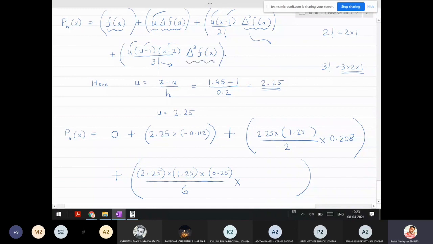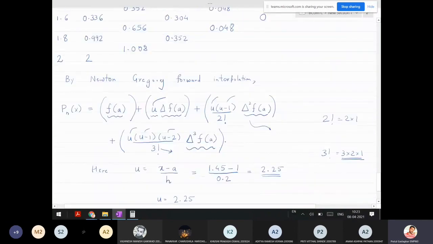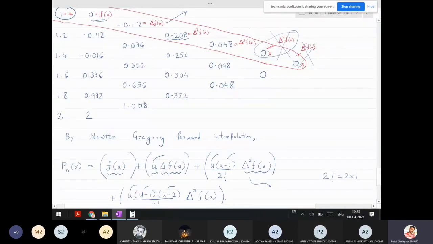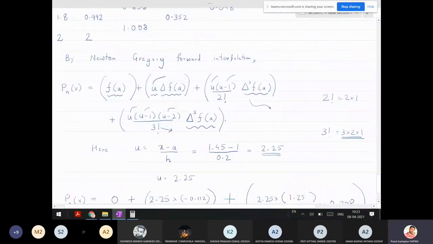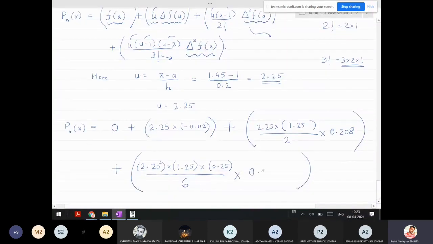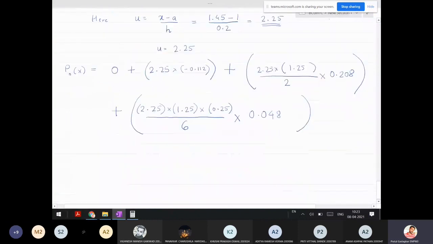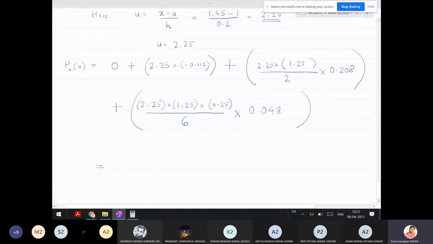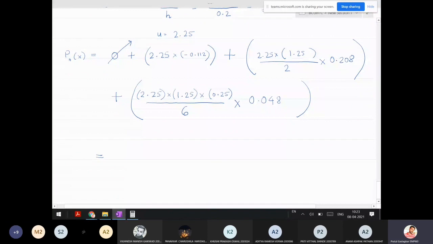What is delta cube f of a? From the table. Where is the table? The table is here. So delta cube f of a came out to be 0.048. So let me substitute it back here in the table, 0.048. Okay, so this is equal to, okay, the zero is added, so there is no problem.